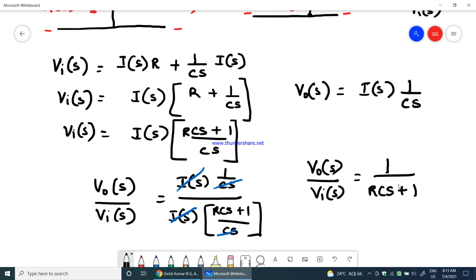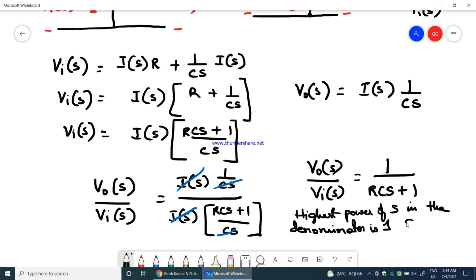So if you see, the highest power of S here is 1, right? Therefore this comes under first order system. The highest power of S in the denominator is 1, so it's a first order system.